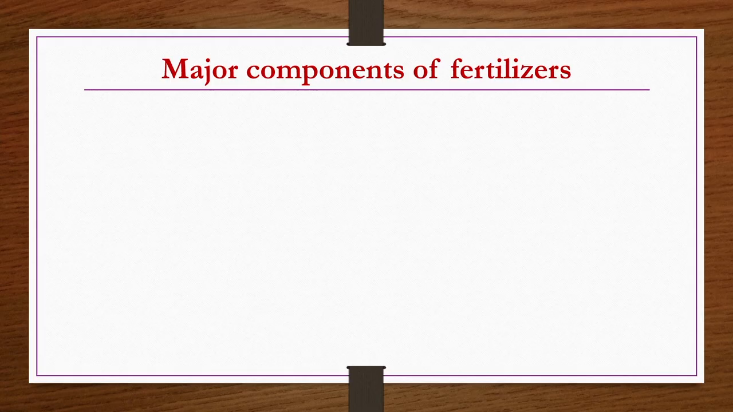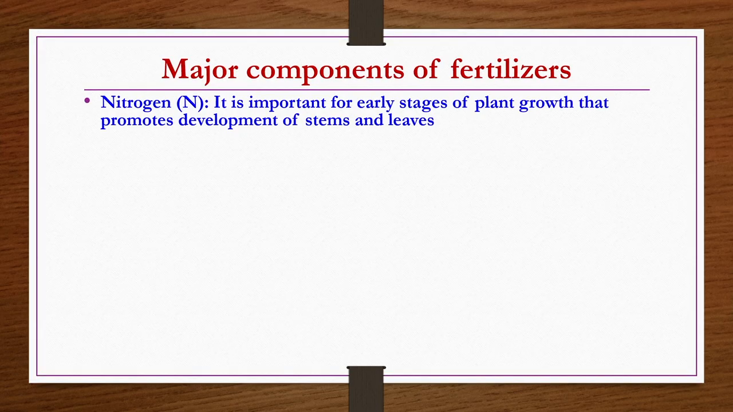we are discussing the important components of fertilizers. So now we are going to discuss the major components of fertilizers, which are essential at early stages, and then at fruit formation stages, or grain formation stages, or cellulose formation in potatoes and other grains. Different stages are there, so at what stage what component is essential, that is what we are going to see. For example, you have nitrogen. It is very important for early stages of plant growth, and it promotes development of stems and leaves.